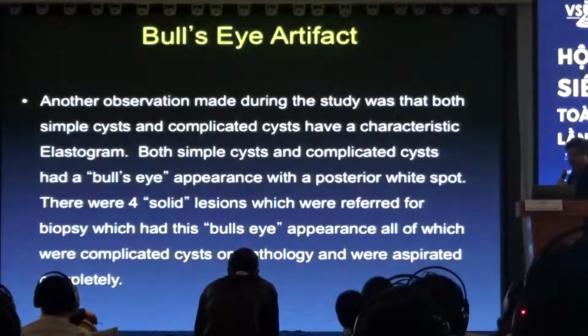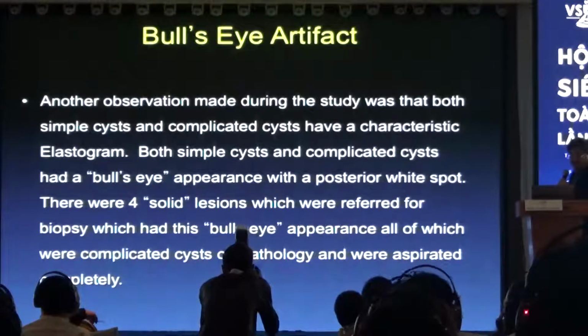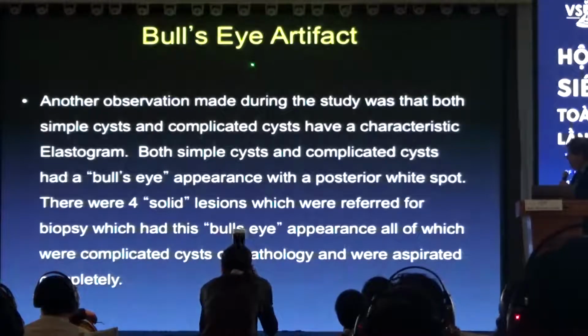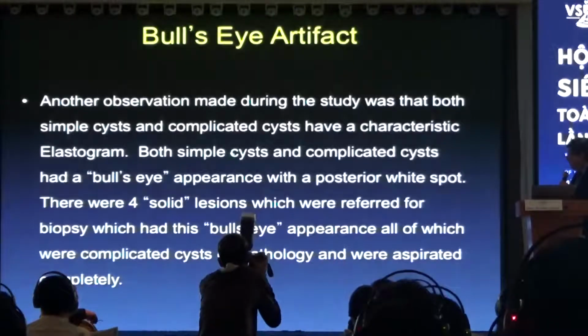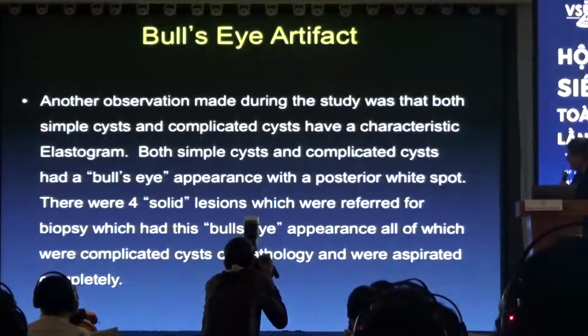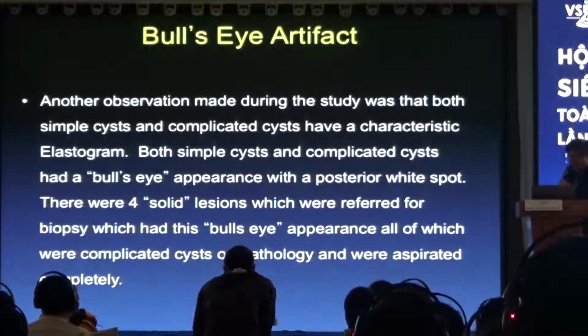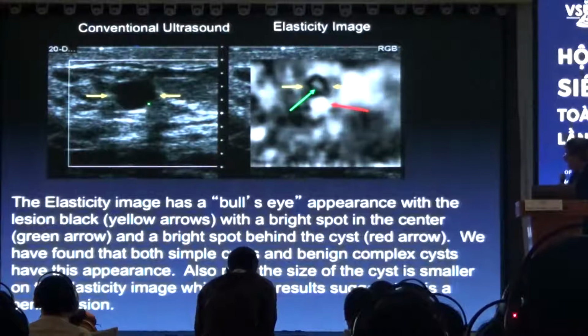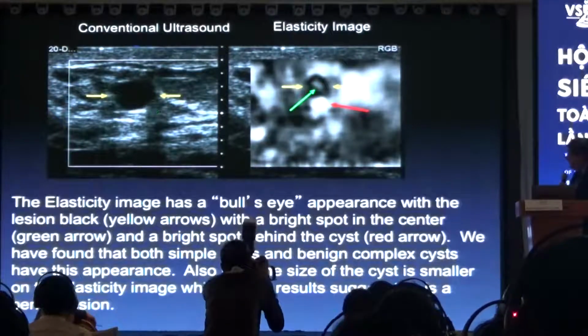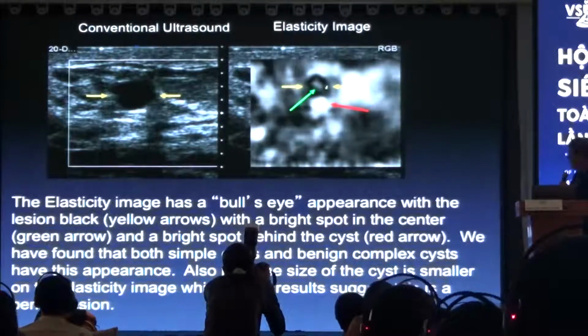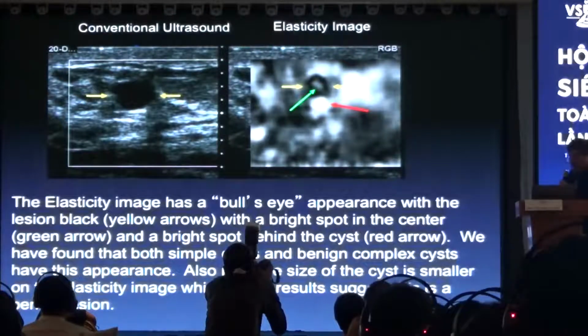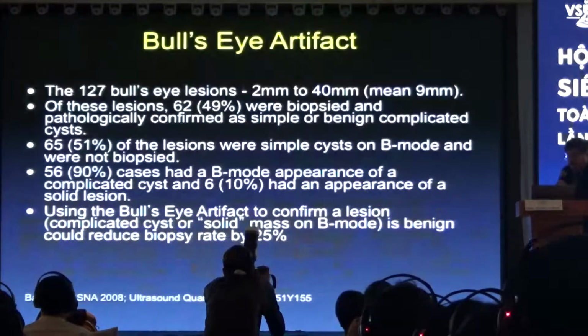Another observation that we had, this was using a Siemens system, was that we saw what we call the bullseye artifact. So we saw this artifact quite often, and we saw it both in what looked like simple cysts, complicated cysts, and actually a couple of lesions that we thought were solid on B mode. And the bullseye artifact, here's a cyst on B mode. It's this black outer rim, a white inner dot, and a white distal dot. And you need all those components to call it a bullseye artifact.